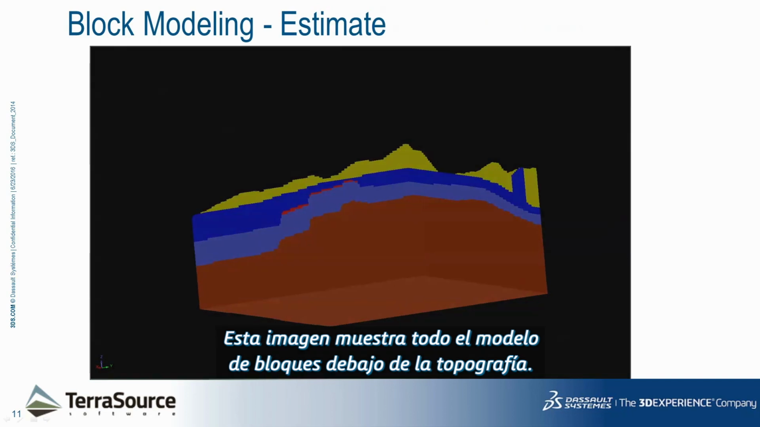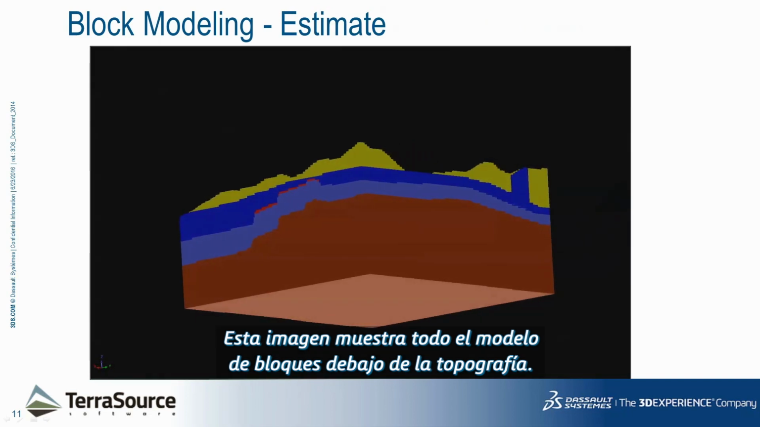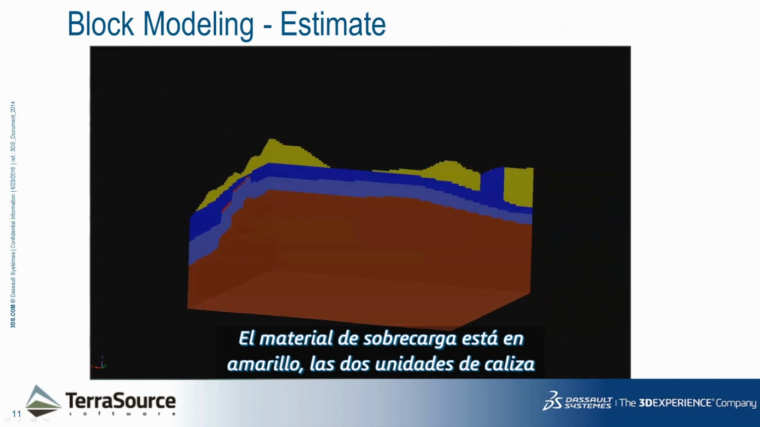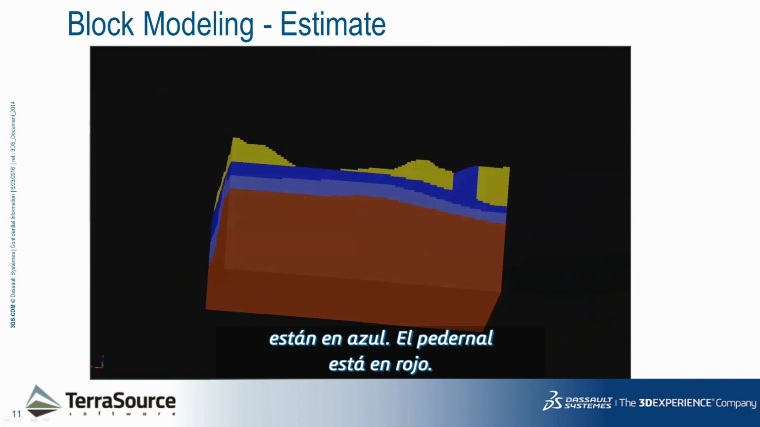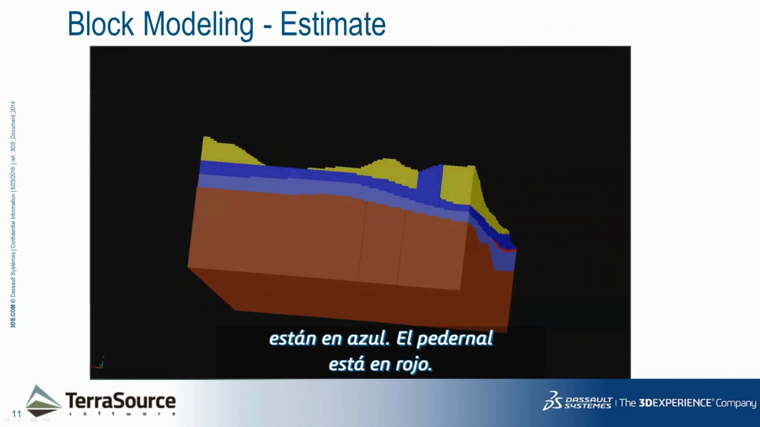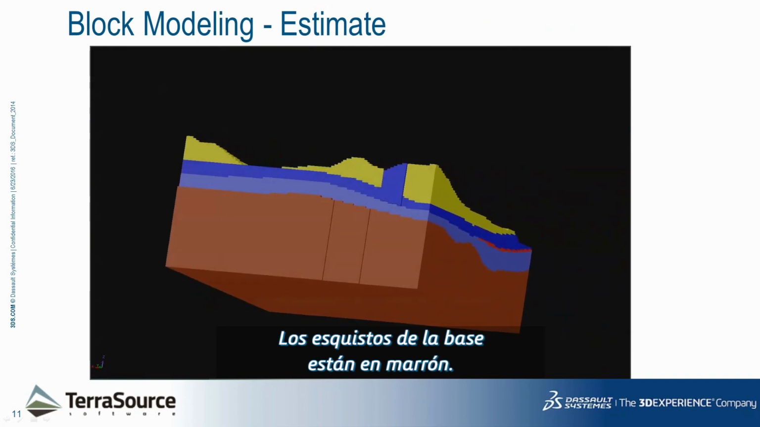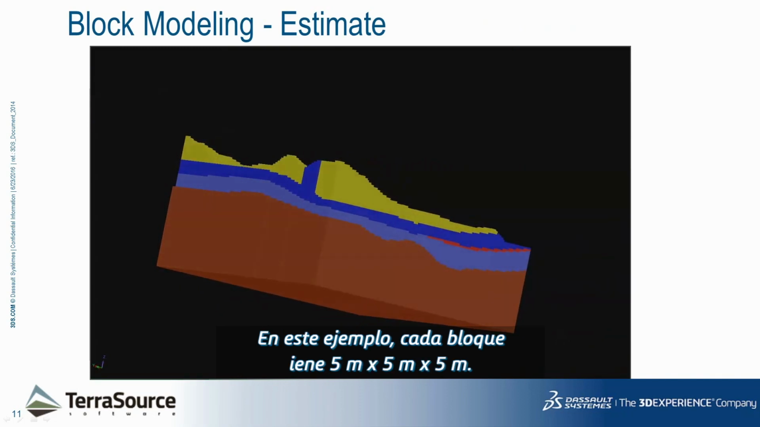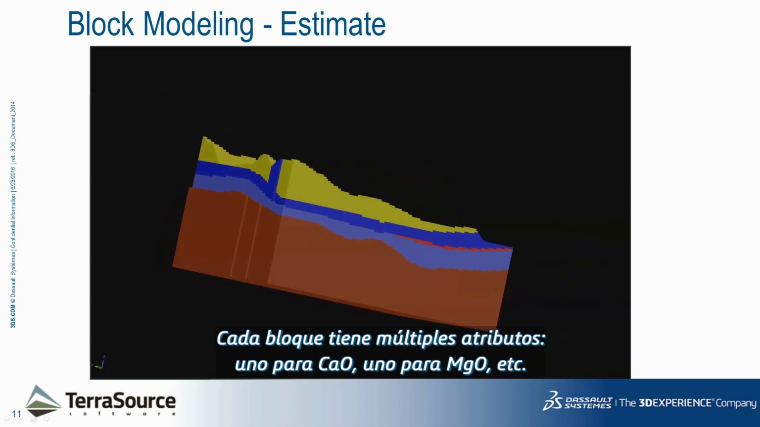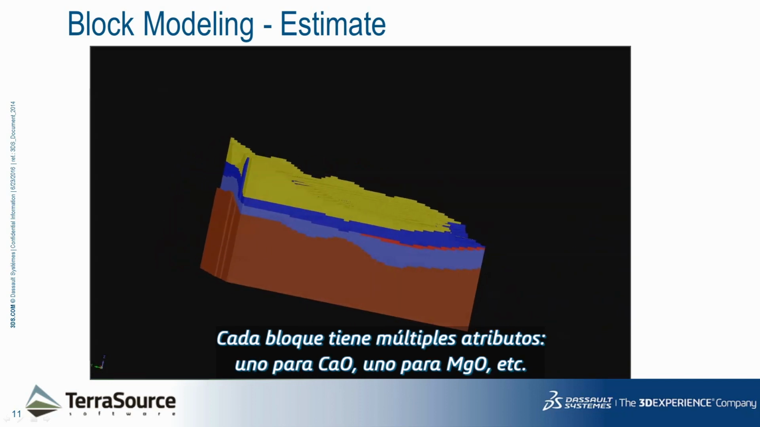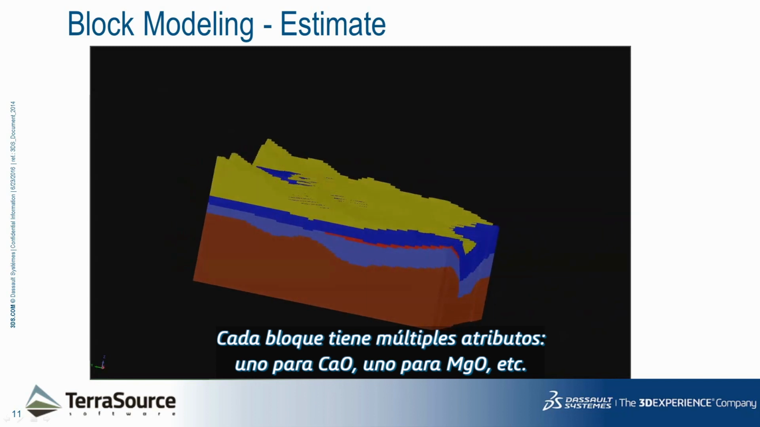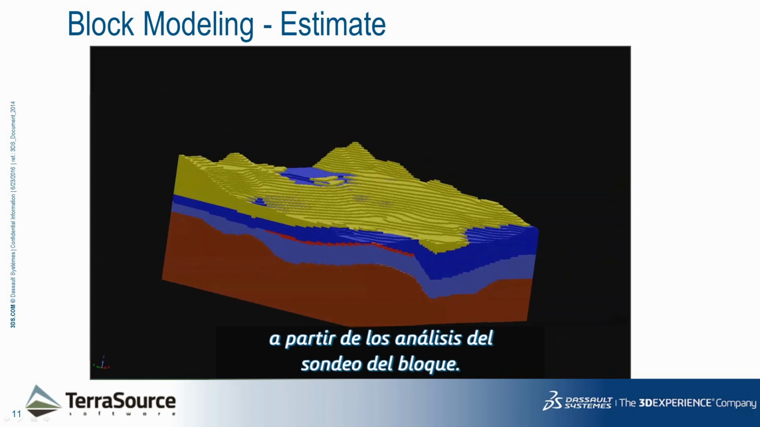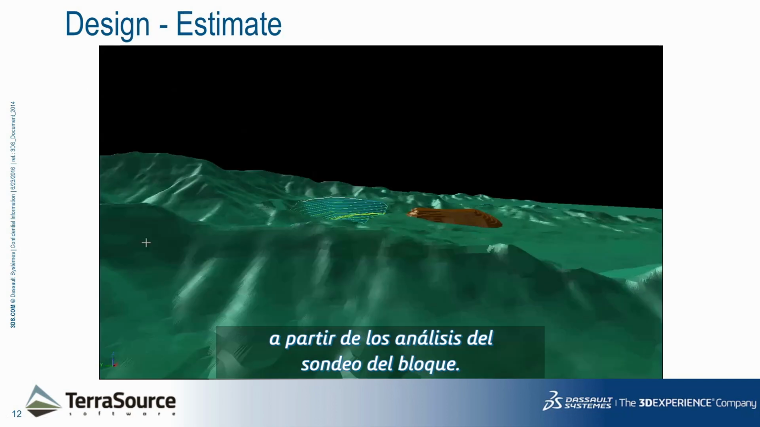This overview shows the entire block model below topography. Overburden is in yellow. The two limestone units are in blue with the chert lens in red. The footwall shale is in brown. In this example, each block is 5 meters by 5 meters by 5 meters. In each block there are multiple attributes, one for CaO, one for MgO, etc. The actual values for each attribute are interpolated from the drill hole analyses.